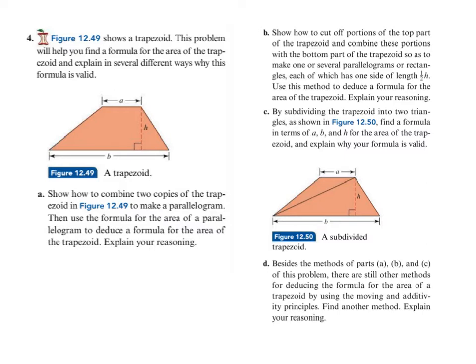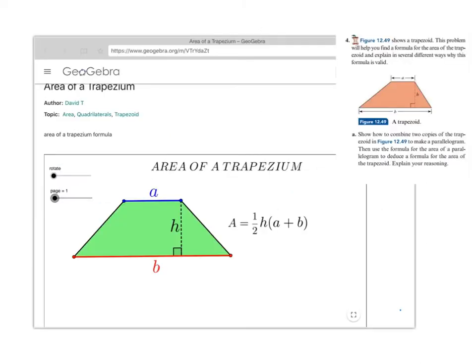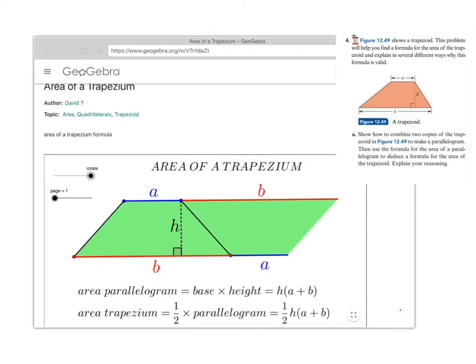Let's look at this one. I have downloaded one of the GeoGebra applets to demonstrate for you. Let me load it. There we go. So I'm going to copy this and rotate it so you can see that I now have A and B, and then my height has not changed. So A plus B is the base and the height of this parallelogram.